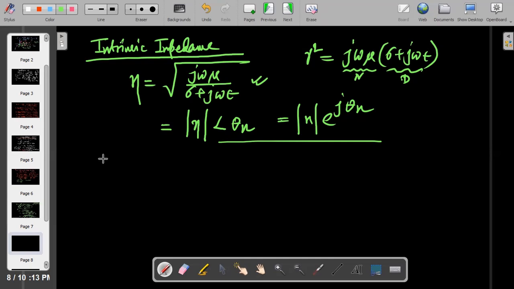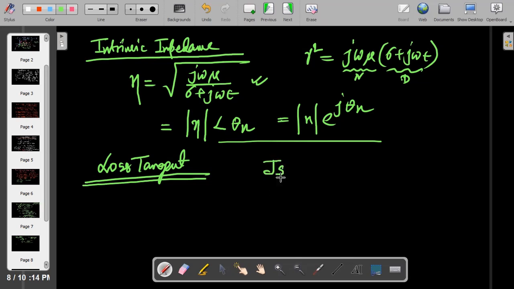Now, the next topic is the loss tangent. We are discussing lossy medium, so some loss will be there. The ratio of the magnitude of the conduction current density J to that of the displacement current density in a lossy medium is called your loss tangent. What is the ratio? Conduction current divided by your displacement current.